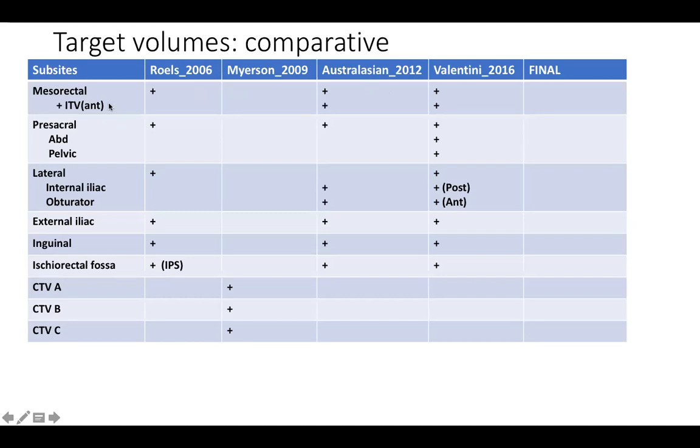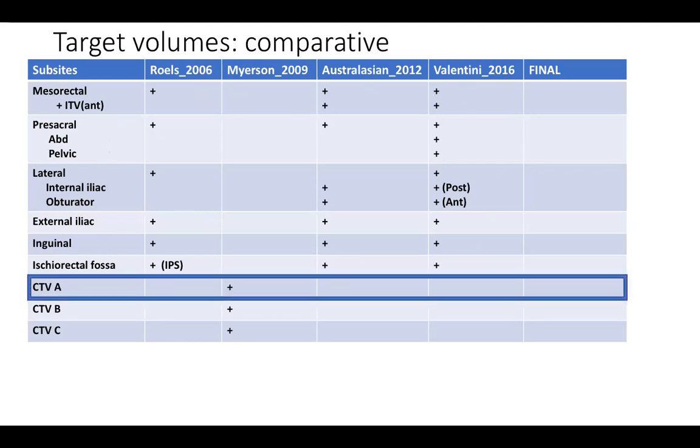Then the mesorectum, they continue. The presacral is there. The lateral, they defined into two different parts, so that internal iliac and obturator were defined separately. Then external iliac, inguinal, and the ischiorectal fossa. Now Valentini et al. have tried and defined all these guidelines, and they have also decided which needs to be treated. They've also given a recommendation on the risk category.